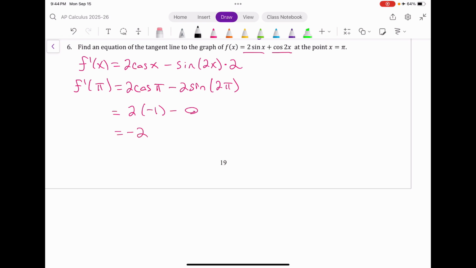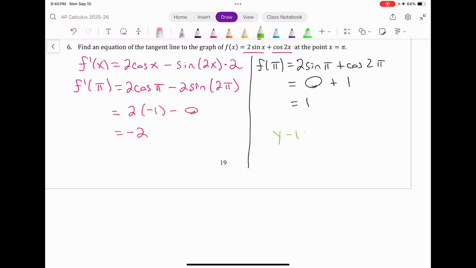All right, and so what else do we need? We need the y-coordinate of this point. So that is finding f of pi. Okay, so sine of pi is 0, and then cosine of 2 pi is 1. So the y-coordinate is 1. Okay, so we can write the equation. It'd be y minus 1 equals -2 times (x minus pi). That's the equation of the tangent line at pi.